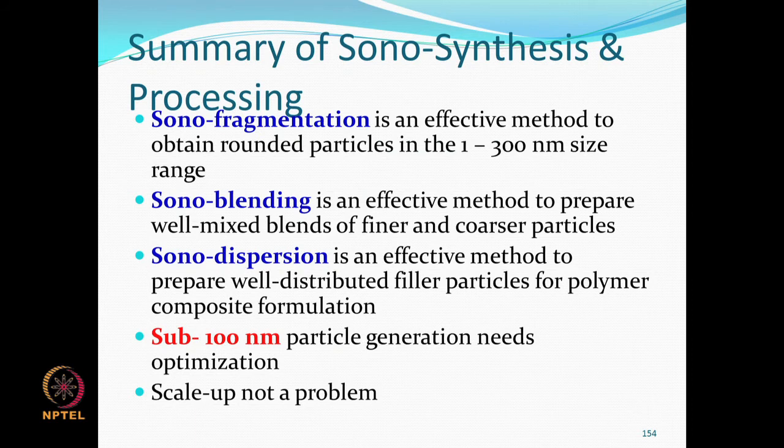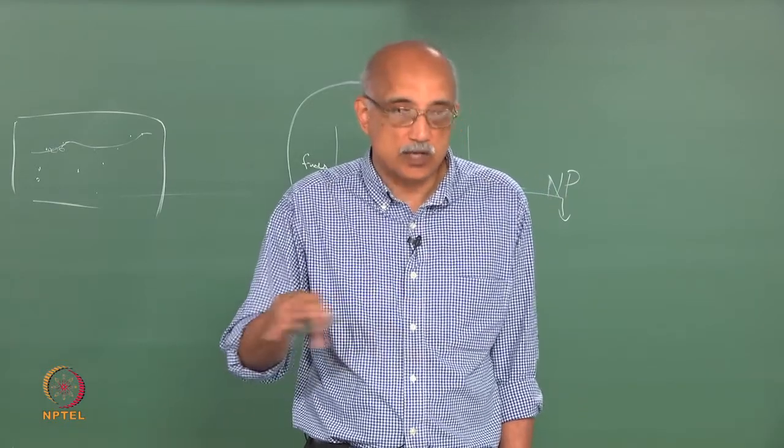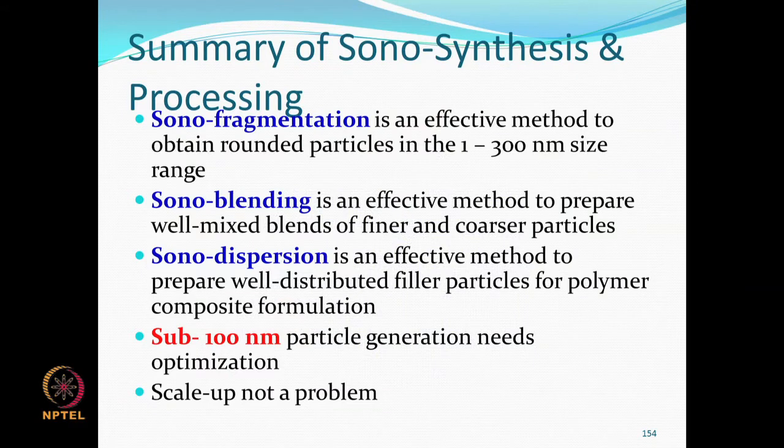So to summarize sono synthesis and processing, sono fragmentation is an effective method to get very spherical particles in the 1 to 300 nanometer size range. Sono blending is a very effective method to prepare well mixed blends of finer and coarser particles, and sono dispersion is an effective method to get good distribution of the nanoparticles in the polymer composite. The challenge in sono processing is to produce sub 100 nanometer particles consistently. Getting down to 100 nanometers is easy, but to make particles that are in the 1 to 100 nanometer size range requires more investigation and work.